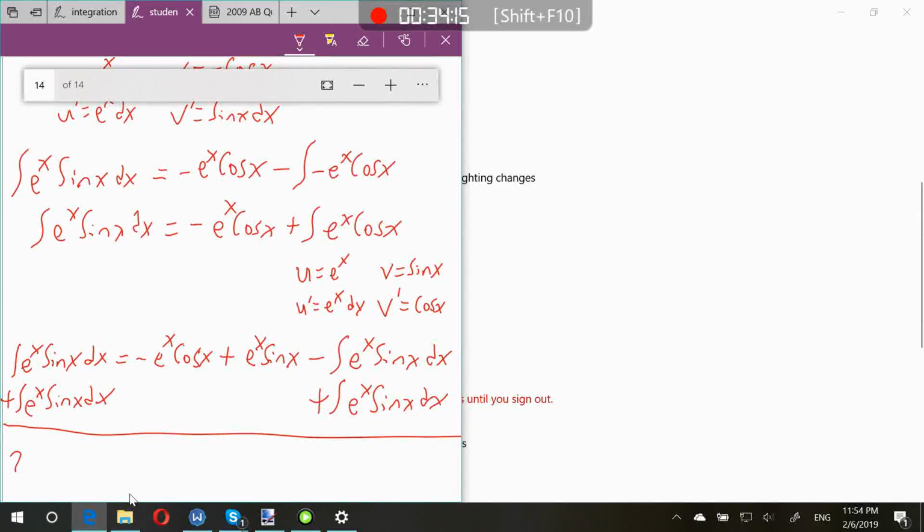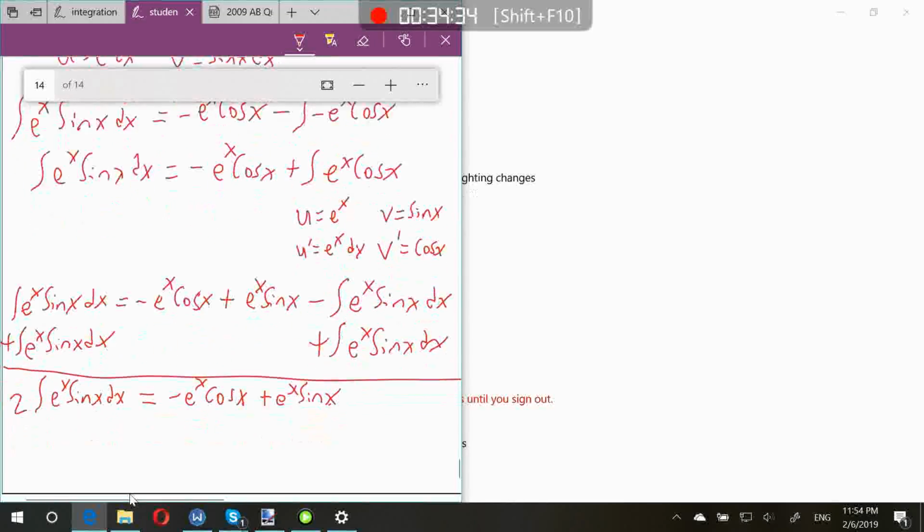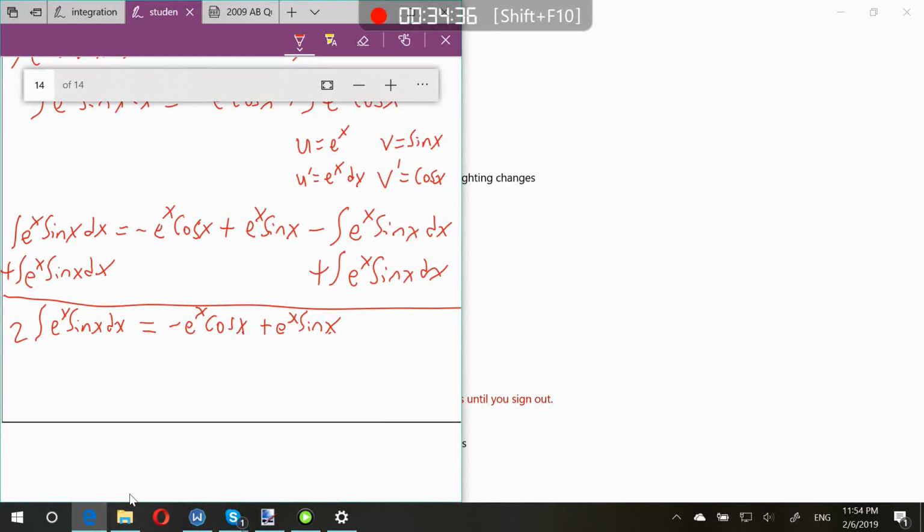Leaving me with 2 times the integral of e to the x sine x is equal to negative e to the x cosine x plus e to the x sine x. Okay, and then all I need to do is divide both sides by 2, and I've got my answer.